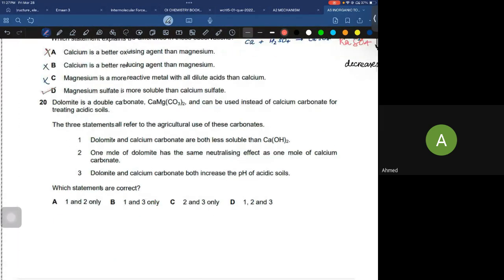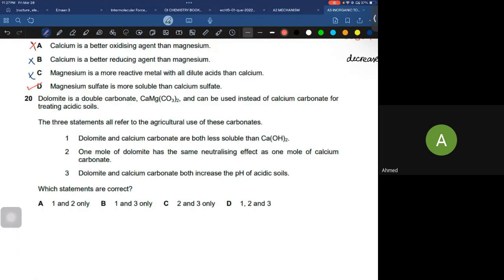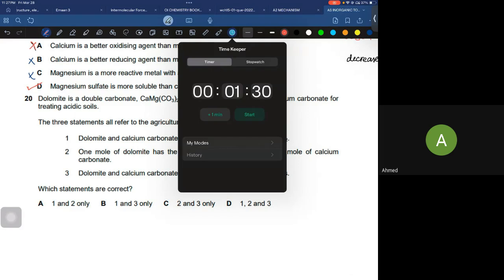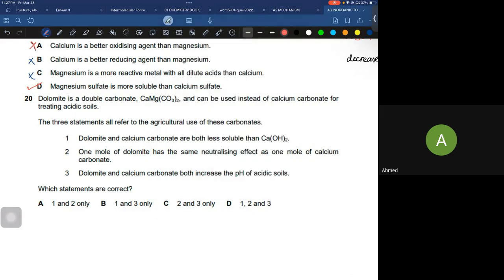See question number 20. I'm going to give you 1 minute, then I'm going to tell you how to do this question. Quickly. Question number 20.